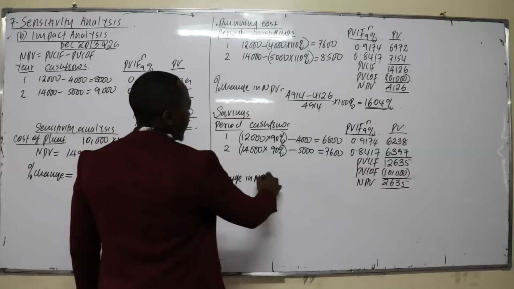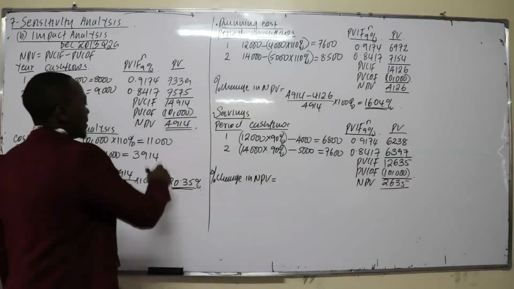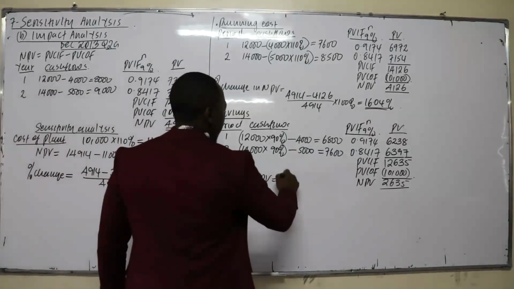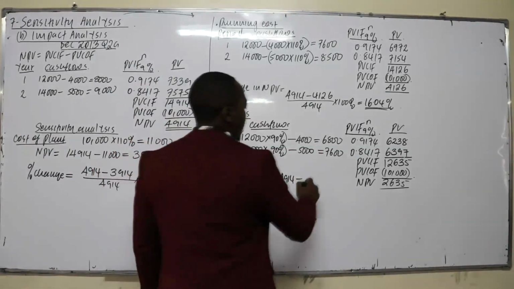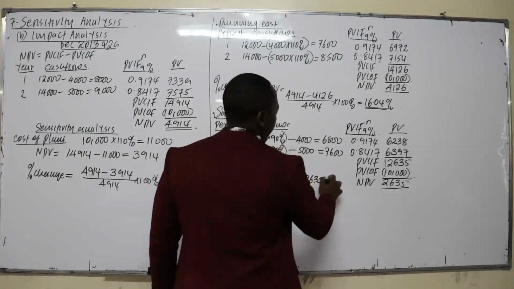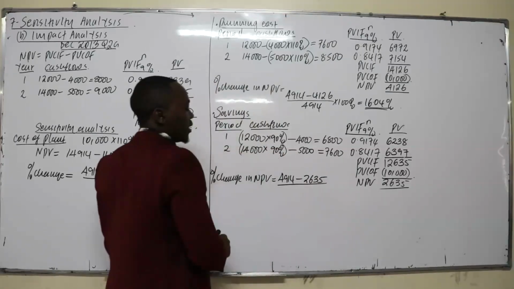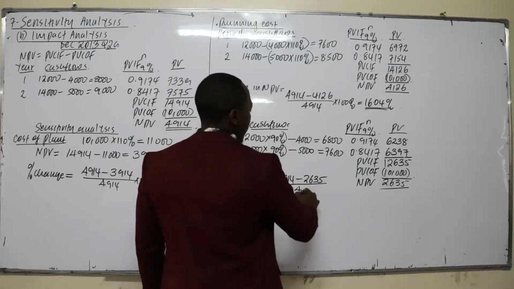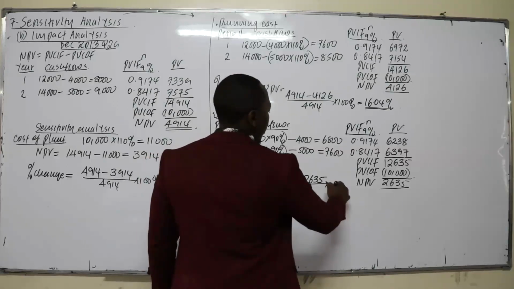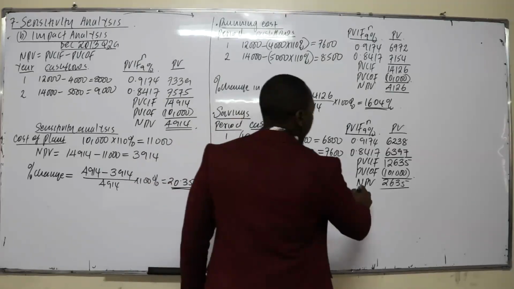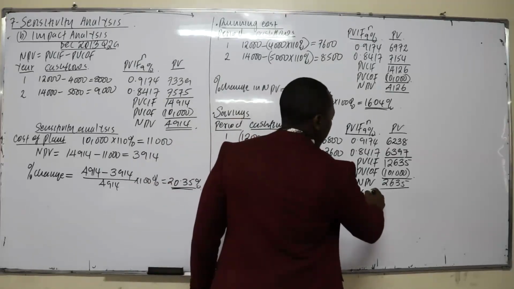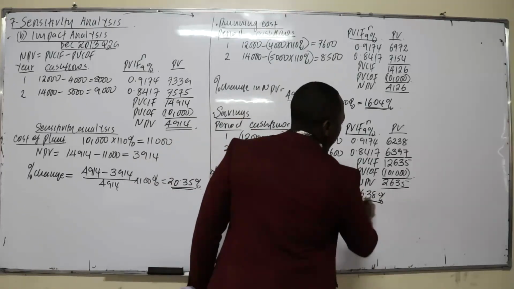Now let's get the percentage change in NPV. The base case NPV was 4914. Then you deduct 2635, you get the change in NPV, then you divide by the base case, 4914, times 100%. What do you get? 46.38%.